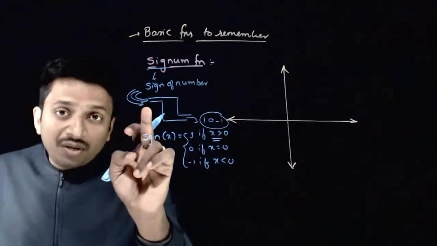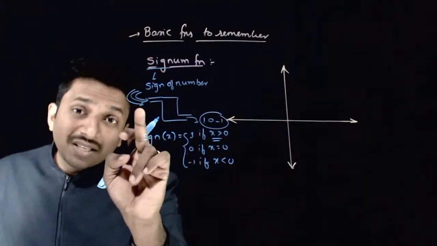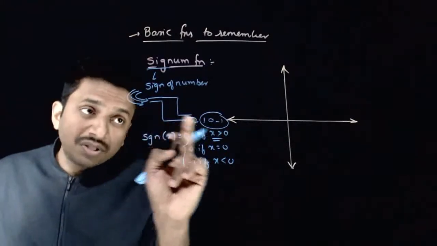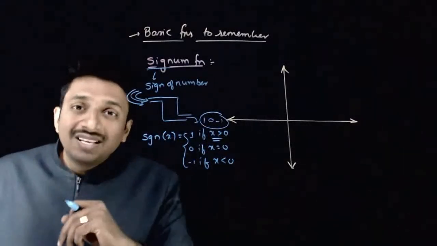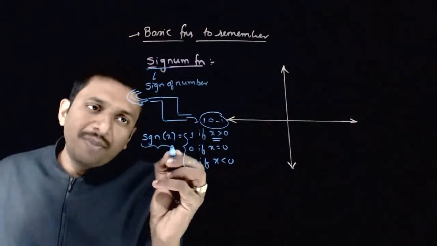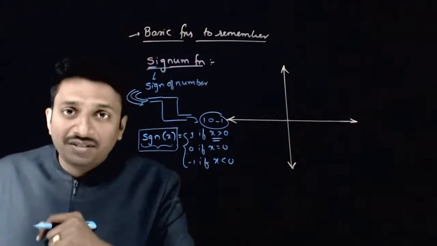So if a positive number goes in, 1 is the answer. 0 goes in, 0 is the answer. Negative numbers go in, minus 1 is the answer. So this function is called the signum function and it is denoted by SGN of x. From now on, whenever you see SGN of x, it means signum of x.